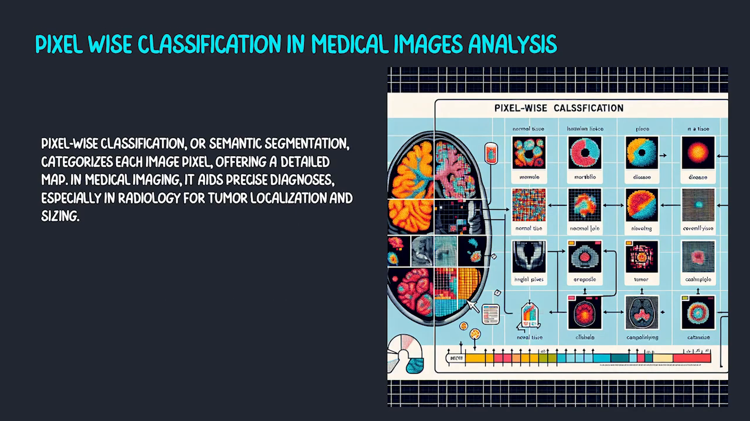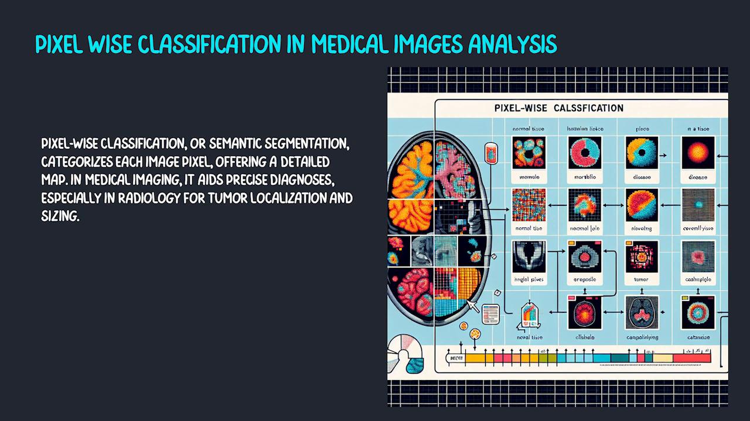Pixel-wise classification, also known as semantic segmentation, is a type of image analysis where each pixel in an image is classified into a certain category. This is different from traditional image classification where the entire image is assigned a single label. In pixel-wise classification, every pixel is given a label, resulting in a detailed, pixel-level map of the image.